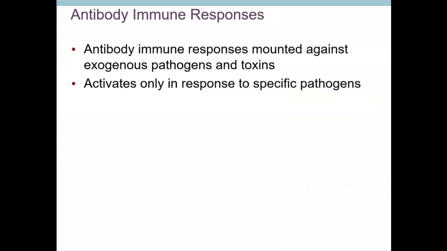Antibodies are used against exogenous pathogens and toxins, meaning the pathogens and the toxins, for example proteins or structures of any kind that are made by bacteria. These are made by something else. That's exogenous. With the T cells, this is stuff that's made by your cells. The antibodies are going against things made by something that's not inside of your own cells. So we get these in response to specific pathogens.